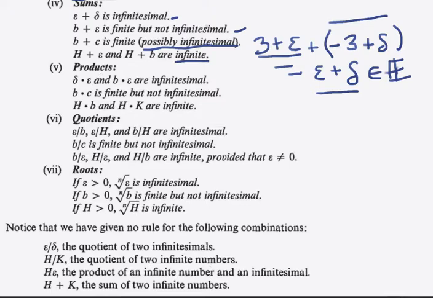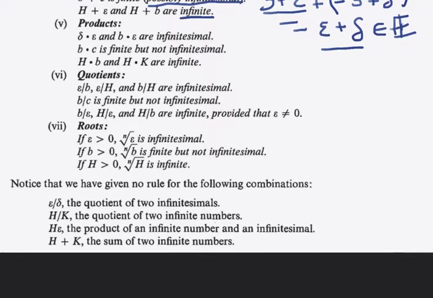In terms of products, if I multiply two infinitesimals, or if I multiply an infinitesimal and a finite number, either case I get an infinitesimal. If I multiply two finite numbers, then it will still stay finite. In this case, it cannot become infinitesimal. And if I multiply a finite number with an infinite number, or if I multiply two infinite numbers, I will still be infinite.